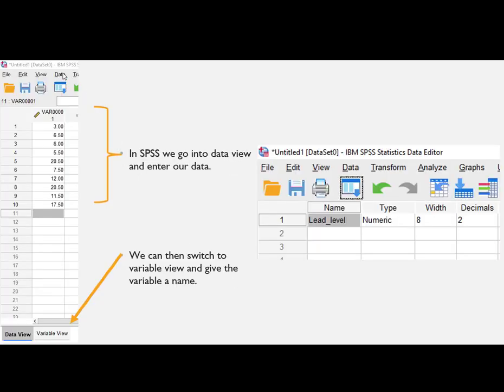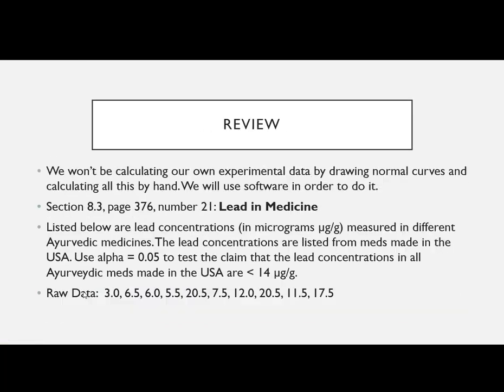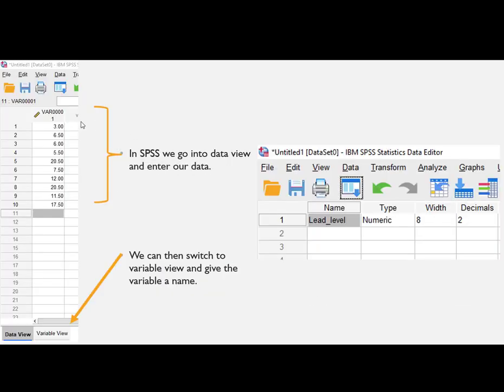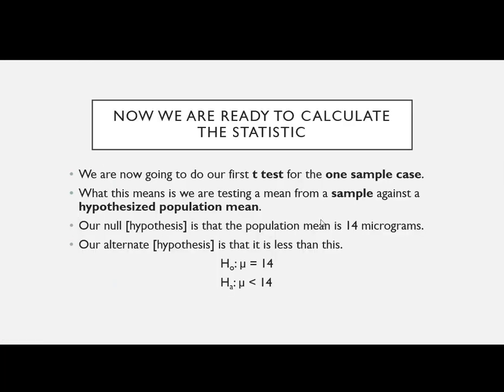Okay, so what I do is I pull up a blank data set and I punch in these values, the raw data here. Doing that I get 3, 6.5, etc. That's in data view. I click variable view and I can come over here and give it a name. Now SPSS does not like you to start with numbers. You have to have letters at the beginning, and it doesn't like spaces, so I use underscores if necessary. Now we're ready to calculate the test statistic.